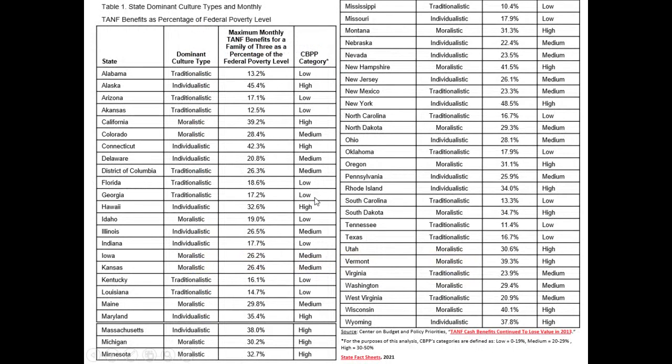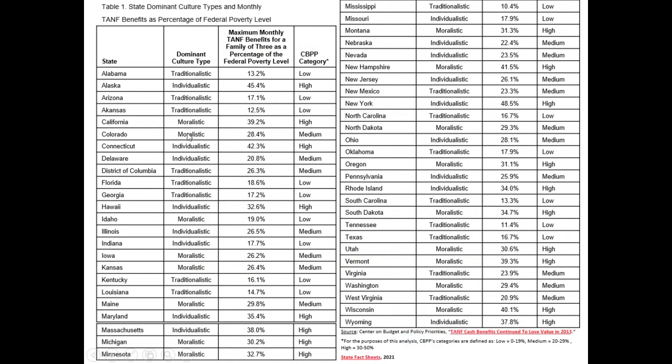All right, then this table, I put this together based on that 2013 data, but again, it hasn't really changed much. I also divided the range. Again, we have a low of 10% in Mississippi to a high of 48.5% in New York. I just took that range and divided it into thirds: high, medium, and low. Low is defined as 0 to 19%, medium is 20 to 29%, and high is 30 to 50%.